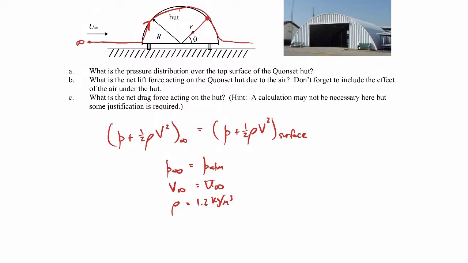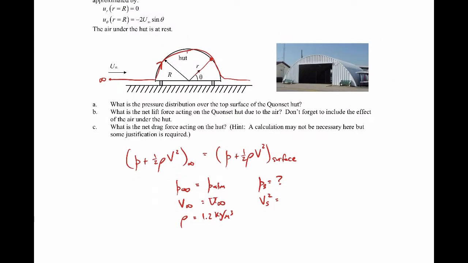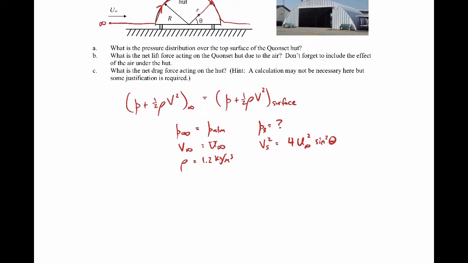Now on the surface of the hut, we're trying to find the pressure. So the pressure on the surface is a question mark. The velocity on the surface squared will be that velocity that we're given. It'll be 4 u infinity squared sine squared theta. It's basically coming back up to this expression here. Radial component 0, but the tangential component is given by that. So I've just squared it here. All right, so we can substitute this in and solve for the pressure on the surface.